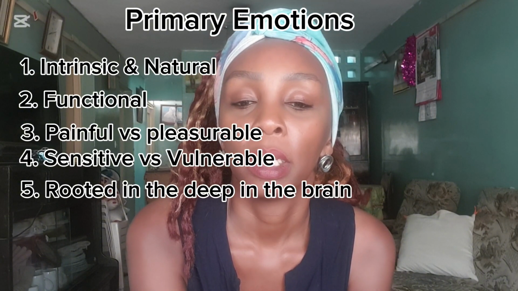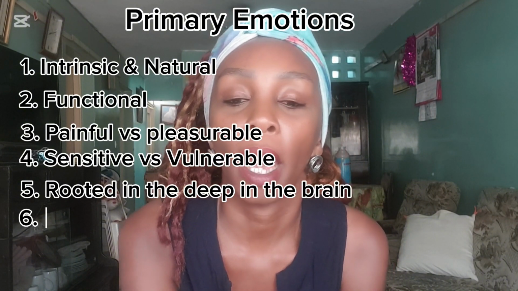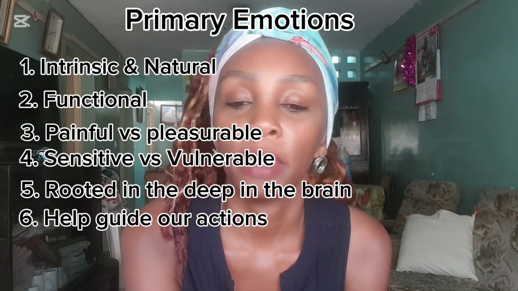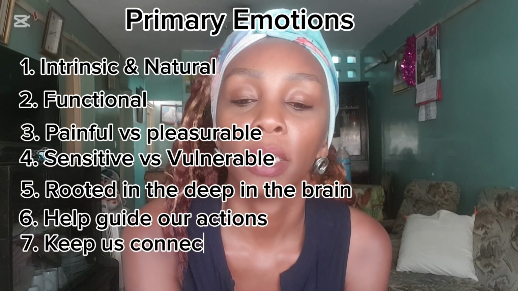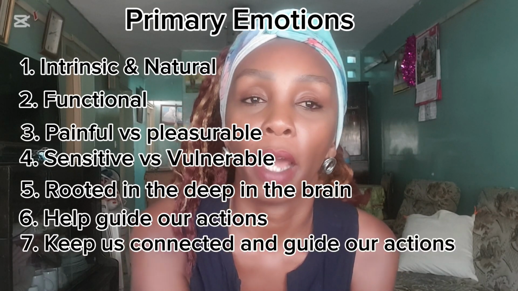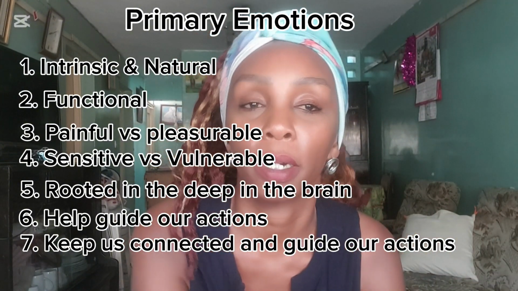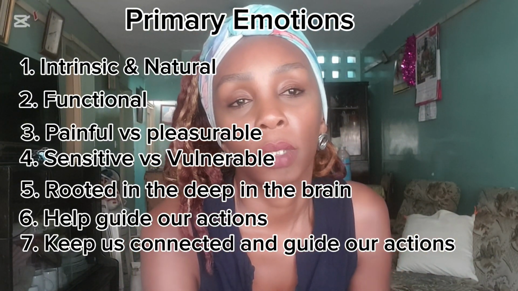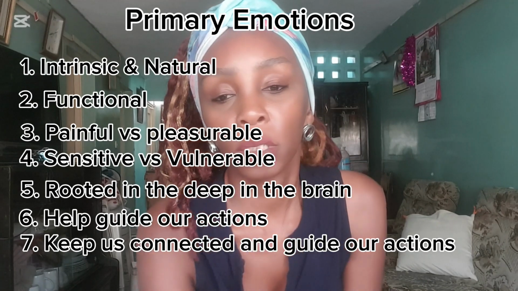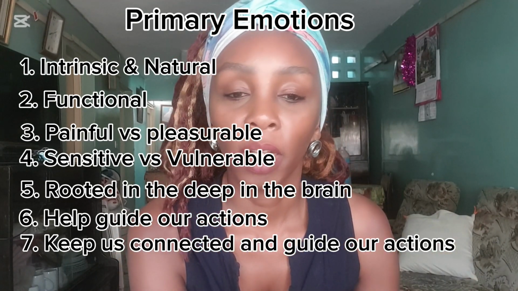Number 6, they help guide our actions. Number 7, they keep us connected with others and guide our actions. That has already been explained there under vulnerability. So that is primary emotions. They help us be vulnerable.